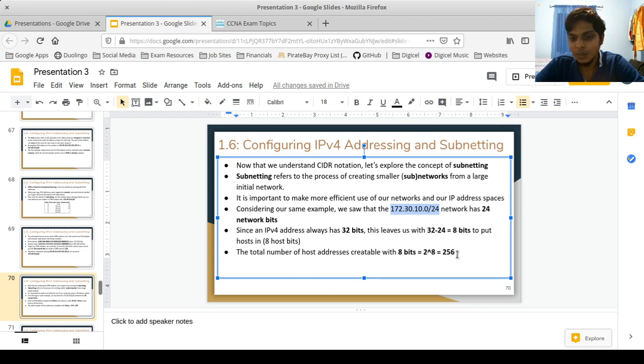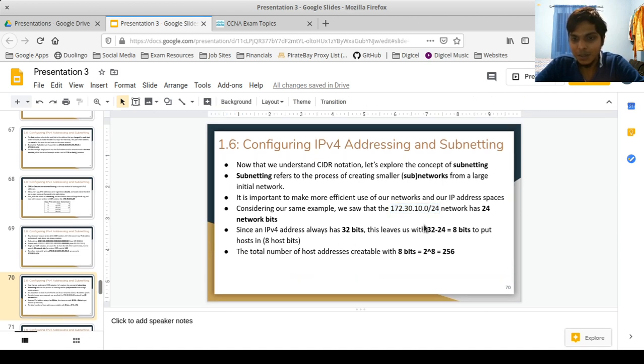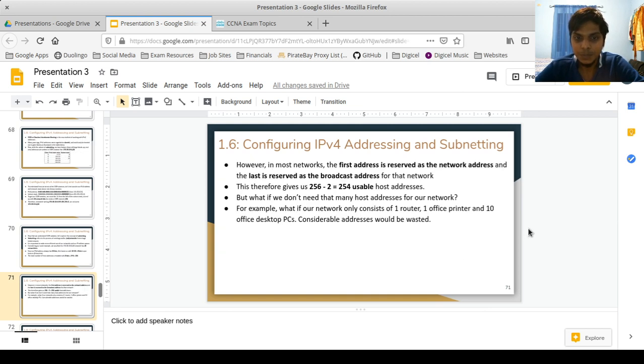Well, not quite, but we could fit 256 host addresses in there. Because of this little math: 32 bits in total, and then 24 bits in the network mask or the subnet mask, which gives us 8 bits remaining to play with, which is 8 host bits. And then with 8 host bits, we could create 2 to the power of 8 different addresses for our hosts.